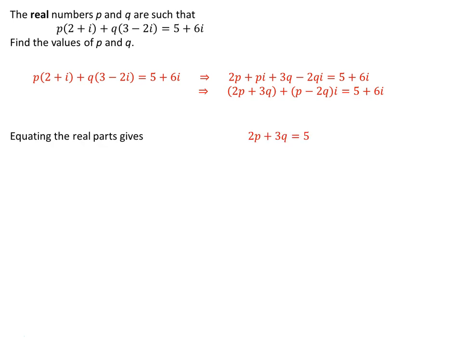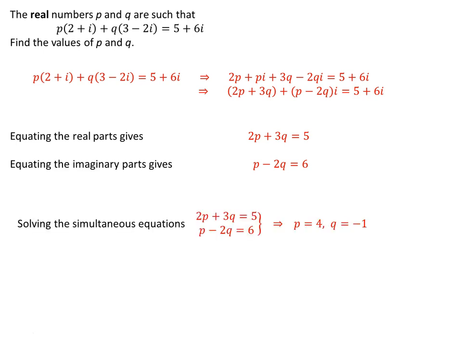Similarly, looking at the imaginary parts, on the left-hand side the imaginary part is p minus 2q, which must equal the imaginary part on the right-hand side, which is 6. So I must have p minus 2q equals 6. So I've got a normal pair of simultaneous equations there, which can be solved by any appropriate method to give me p equals 4 and q equals minus 1.